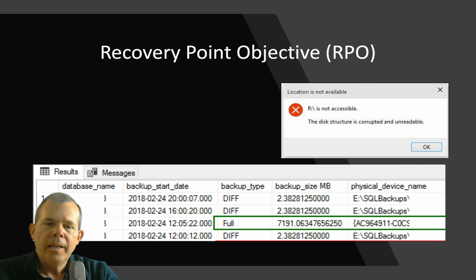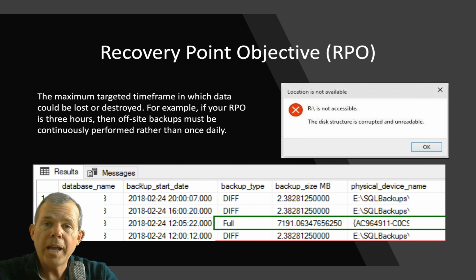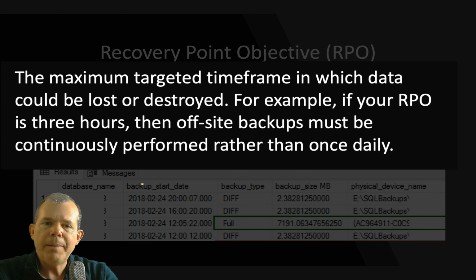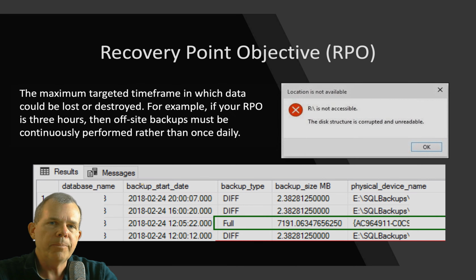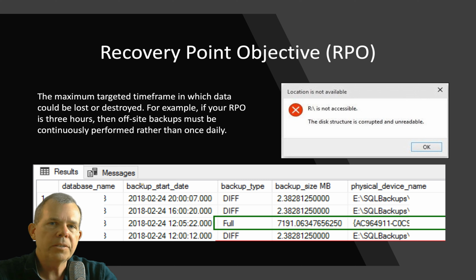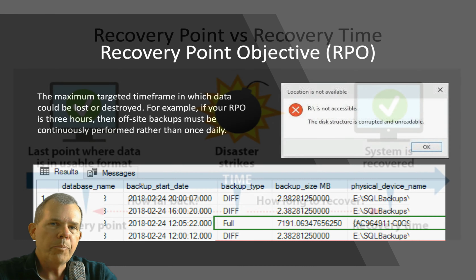Really, that's the question. And so you look in your backups and you say, oh, we've done a full backup of the database and I see some differential backups there. So how valid are these? How old are they? And how much work do we really have to do? So that is the RPO. That's the maximum targeted time frame in which data could be lost or destroyed. So if you think that 3 hours is all you can lose for data, then you should be doing backups on a continuous basis and not just a daily backup, because a daily backup gives you a 1-day RPO.